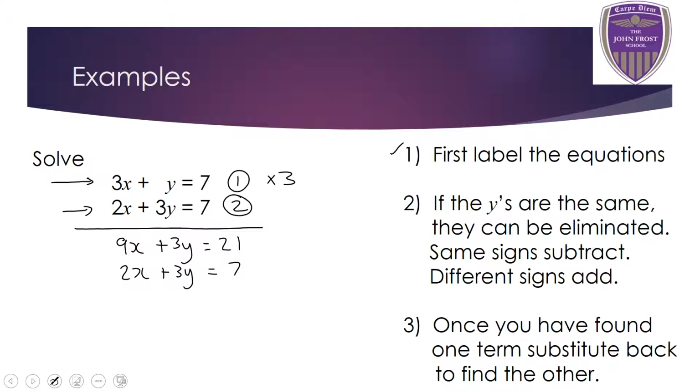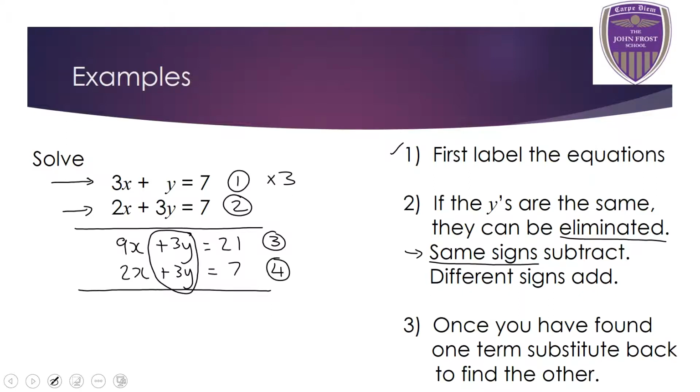Because I've changed one of the equations I've started with, I'm now going to label it differently. I'm going to call it equation number 3. And although I didn't change equation number 2, I'm going to call this one equation number 4. You can now see that I've got plus 3y on both equations. That now allows me to eliminate the y's in this case. Have a look. Do they have the same sign? Yeah, they do. They both have positives in front of the 3y.